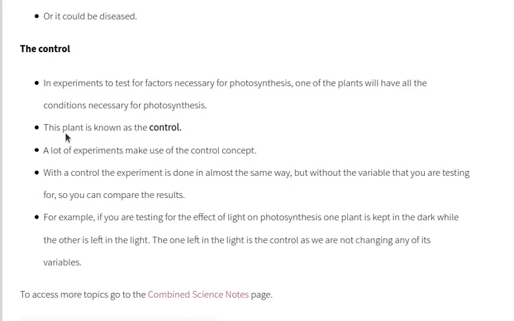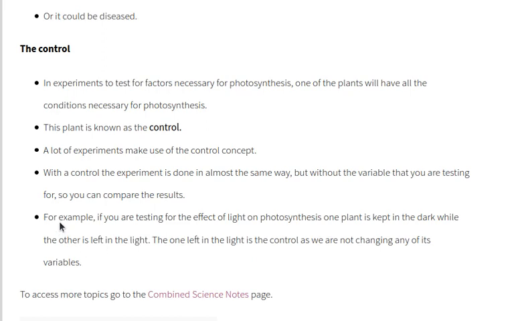So when talking about the control plant, it is the plant that is going to be having all the conditions necessary for photosynthesis, right? And the test plant is going to be having a missing condition that is necessary for photosynthesis to occur, right? So a lot of experiments make use of the control concept. So with a control, the experiment is done in almost the same way, but without the variable that you are testing for, so you can compare the results, right?